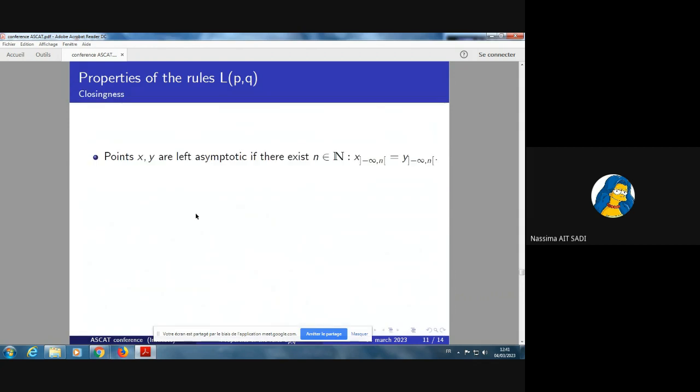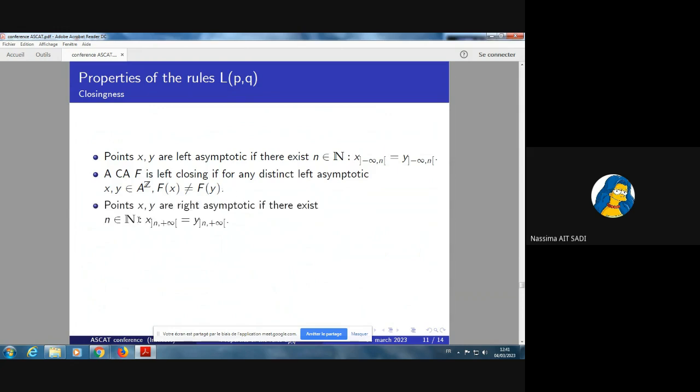Now we present the notion of closeness of a cellular automaton. Two points X and Y are left asymptotic if there exists an integer n such that X and Y are equal from minus infinity to the integer n. A cellular automaton F is left closing if for any two distinct left asymptotic points X and Y, their images by the cellular automaton are different.